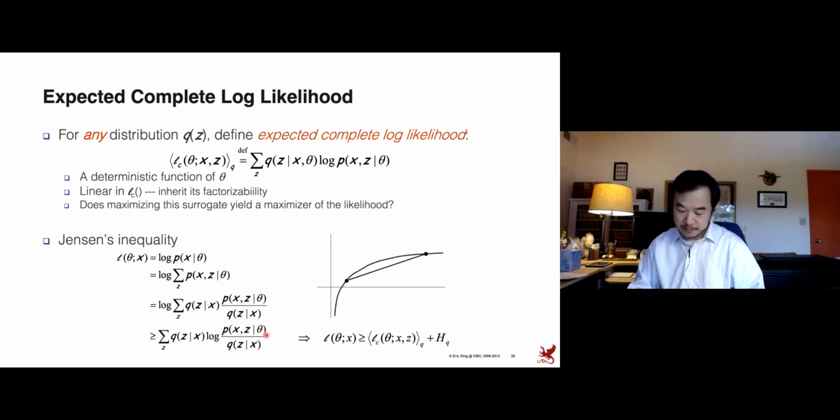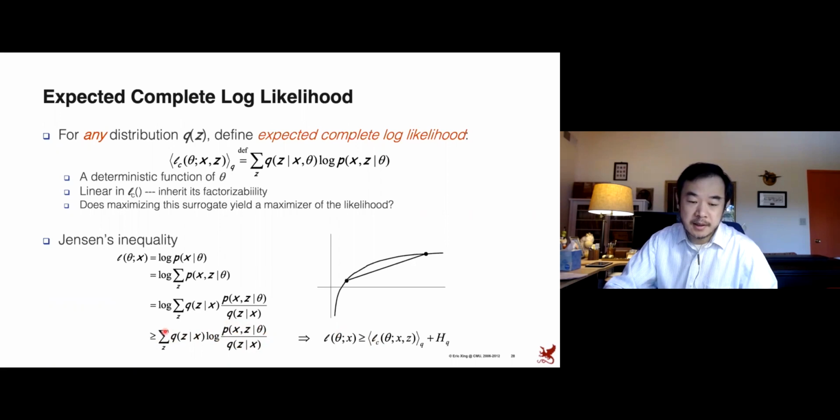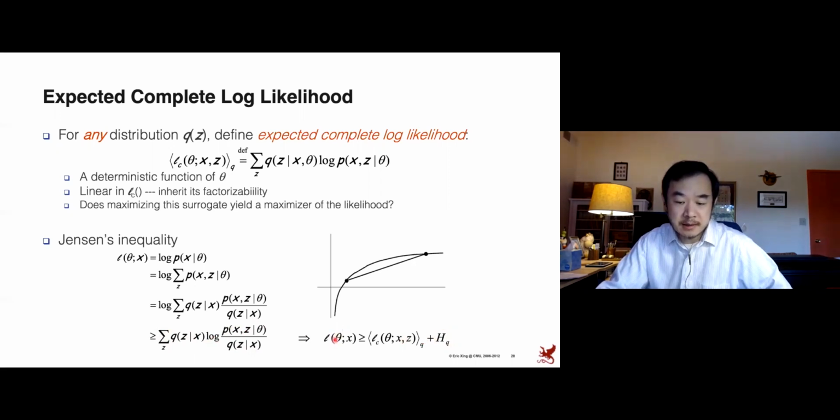Someone want to give it a try? It's the expected value of the complete likelihood. Yes, exactly, thank you. So it is a sum of Q of Z times the log of P of the complete likelihood. And then there is another term, which is the sum of Q of Z log of Q of Z, which is the entropy of the Q distribution. And this one is strictly a lower bound of that.